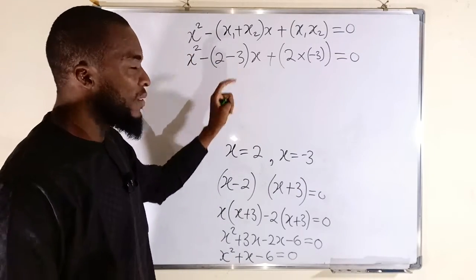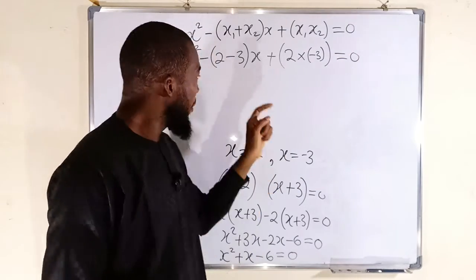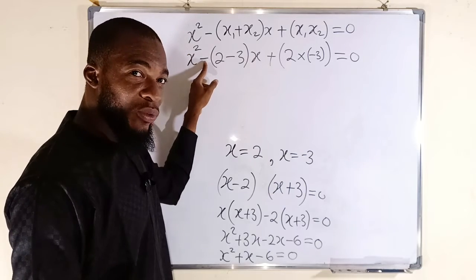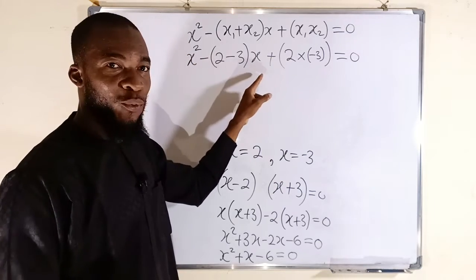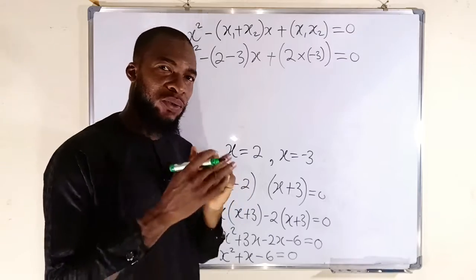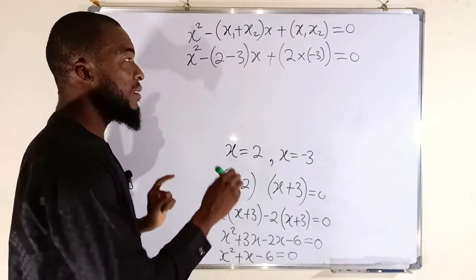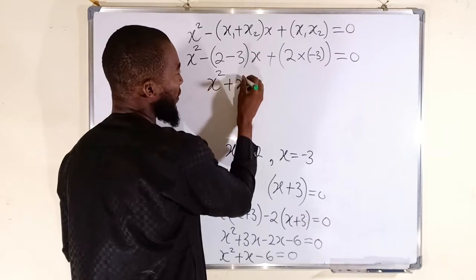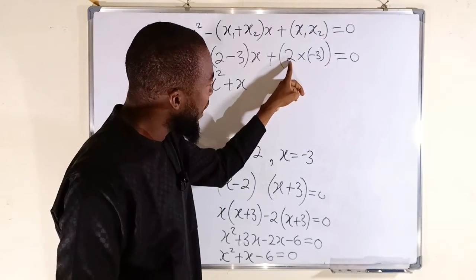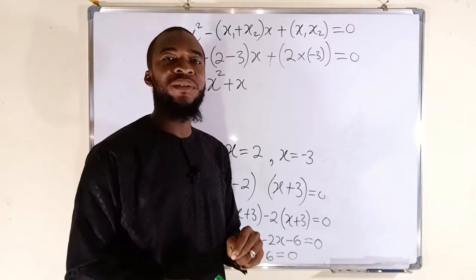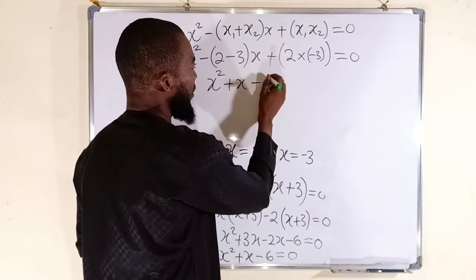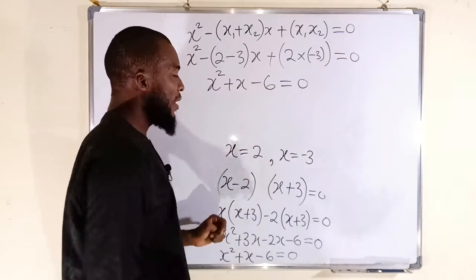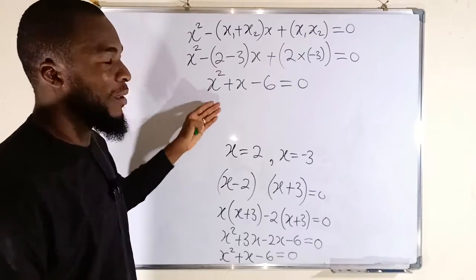2 minus 3 will give us -1. But remember, we have another negative outside waiting to multiply. -1 times this minus will give us +1 times x, which is positive x, right? This is x squared plus x. Then if you multiply 2 by -3, you're going to obtain -6. The whole of this equal to 0. Can you see? They're exactly the same.